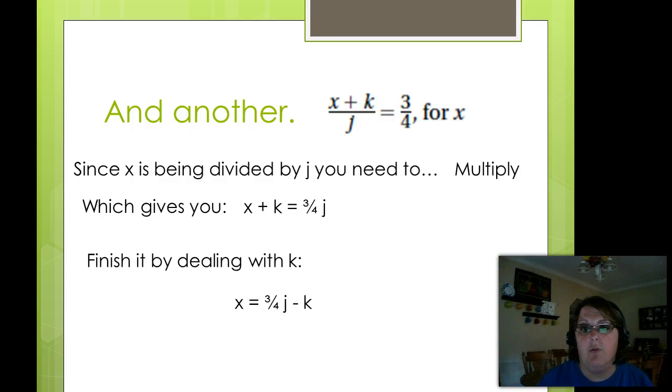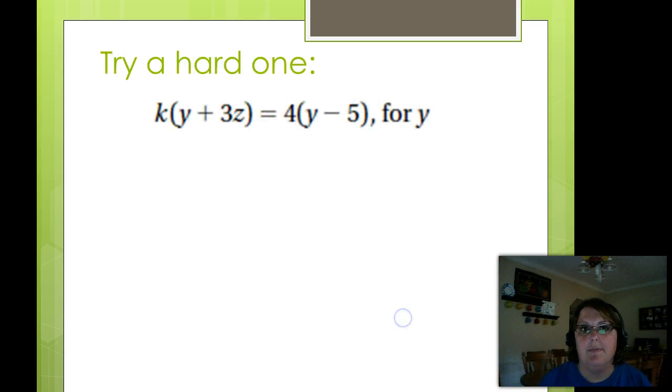Okay, are we ready for a tough one? Because this last example I'm going to give you is a toughie. Try a hard one. We have k times the quantity y plus 3z equals 4 times the quantity y minus 5, and we're trying to solve for y.